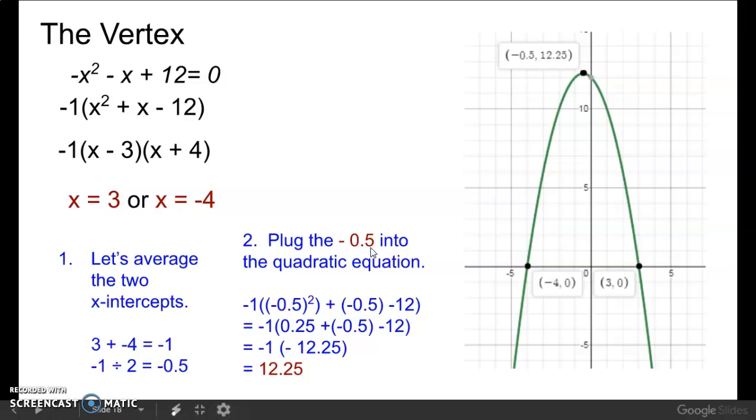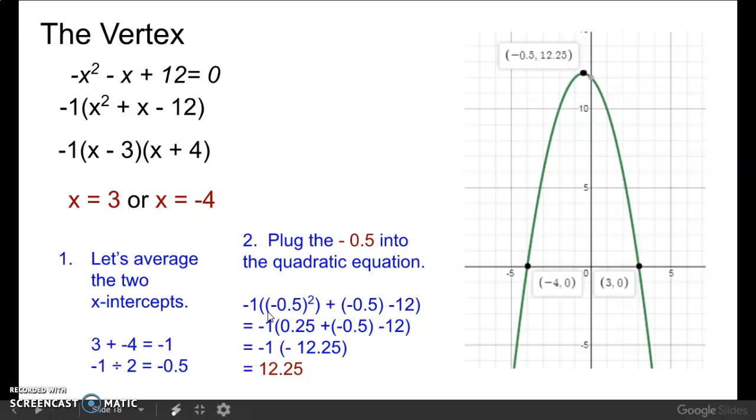I'm going to plug the -0.5 into the quadratic equation. Now, I decided to use this one here. You could also use this here if you wanted, or you could plug it right back into the beginning one. It doesn't matter. I think this one might have been a little bit easier. All right, but it doesn't matter. All right, let's see what happened when I did this.